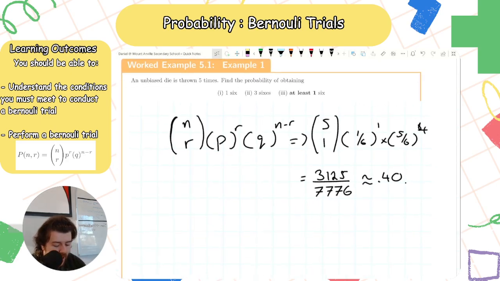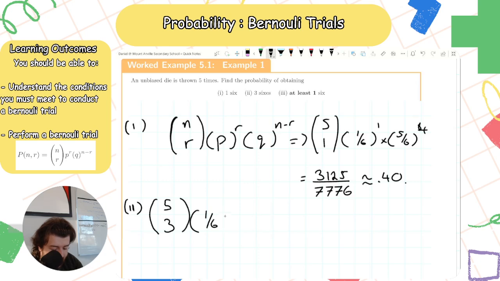Now, what about 3 sixes? What's the probability of me getting exactly 3 sixes? Well, my number of trials is still 5. I throw a dice. I want 3 sixes, so 3 successes. The probability of getting a 6 on a die is 1/6. I want it to happen 3 times. And then the probability of not getting a 6, I want that to happen twice.